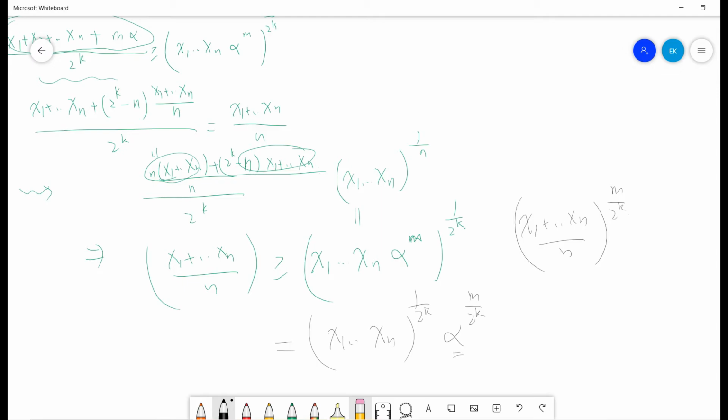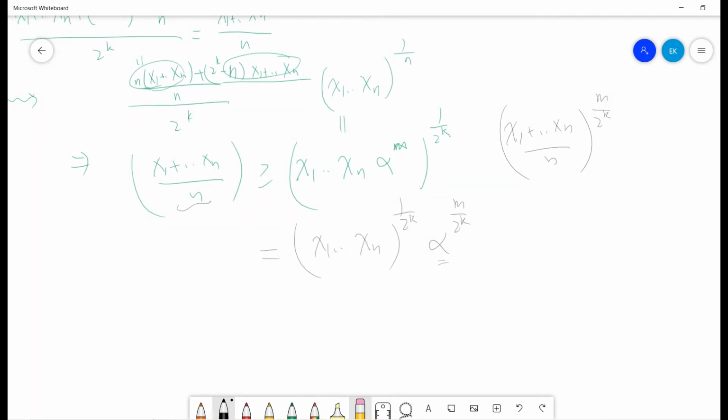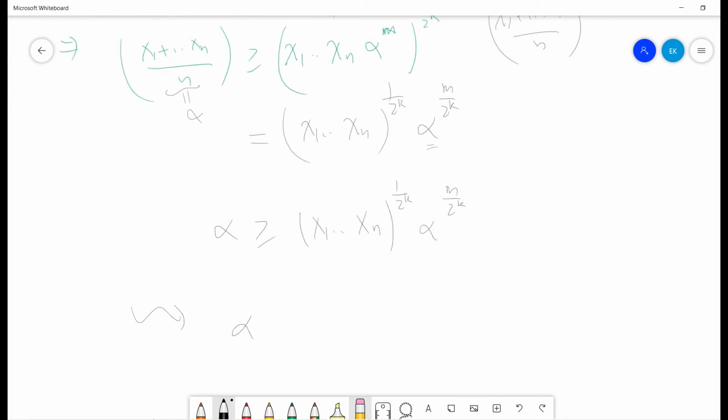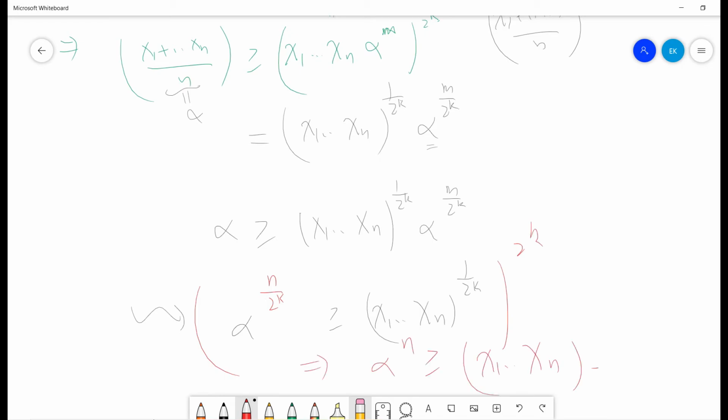I don't know whether you guys see the trick. So this is alpha. So you get alpha greater or equal to x1 up to xn to the power 1 over 2k, alpha to the m divided by 2k. So alpha to the 1 minus m divided by 2k is greater or equal to x1 up to xn to the power 1 over 2k. 1 minus m divided by 2k, this guy is n divided by 2k, right? So total, times 2k power, you get alpha to the n greater or equal to x1 up to xn.